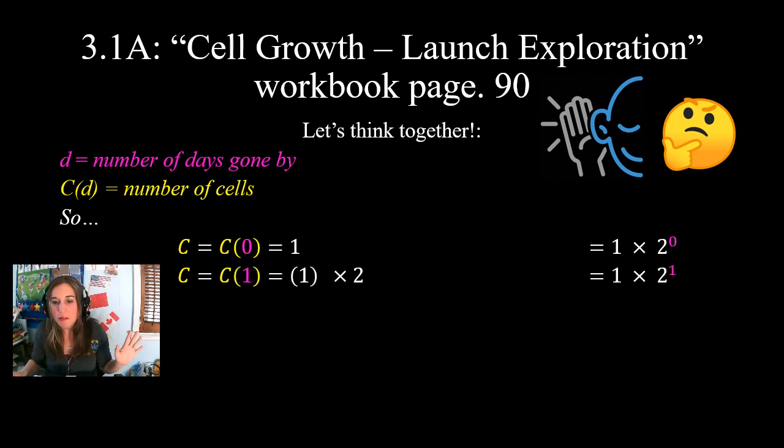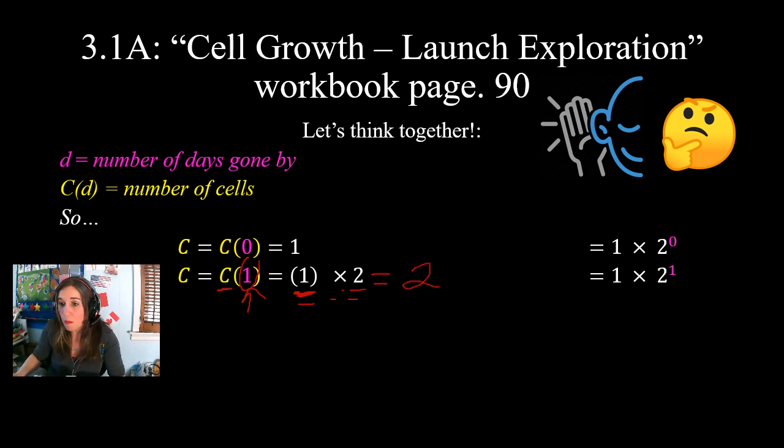Okay, so now let's look at 1 day having gone by, right? So we want to know the number of cells after 1 day, I'm plugging in 1 for D. Well, as it turns out, we are just going to take that first cell that we had and double it, right? That first cell we had is going to split. We know that means we're multiplying by 2. That's our constant multiplier. So we're taking that first cell and multiplying it by 2, which gives us 2 cells.